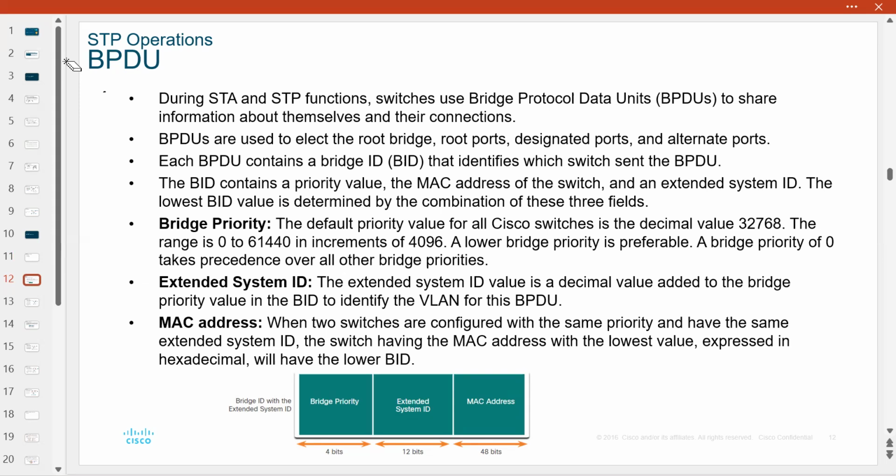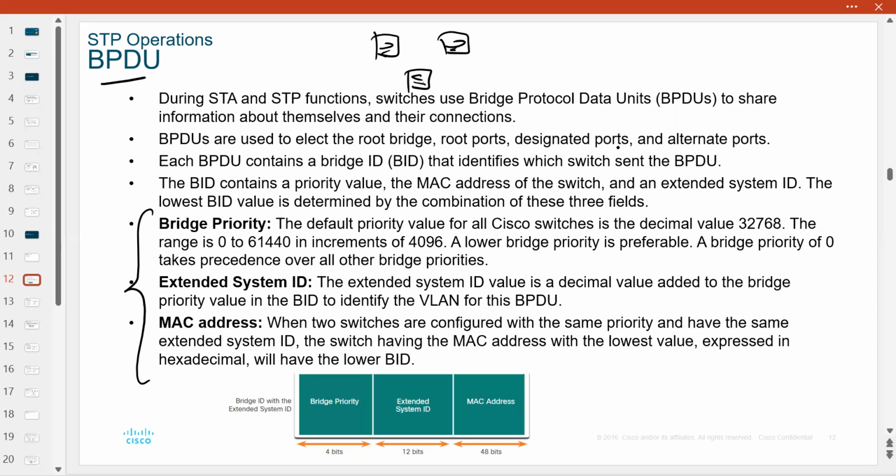The BPDU is just a packet containing mainly these three things: the bridge priority, the extended system ID, and the MAC address. The BPDU contains the information that enables the algorithm to choose the root bridge, the designated ports, the root ports, and the blocked ports. How are we going to choose that? So the BPDU contains all that information. It's just a packet within our network.